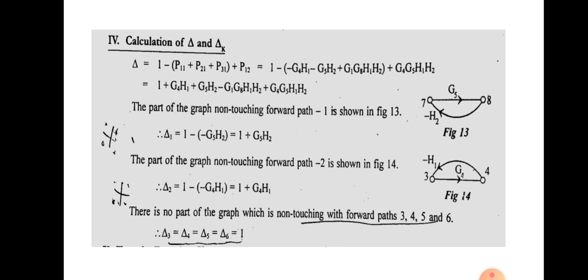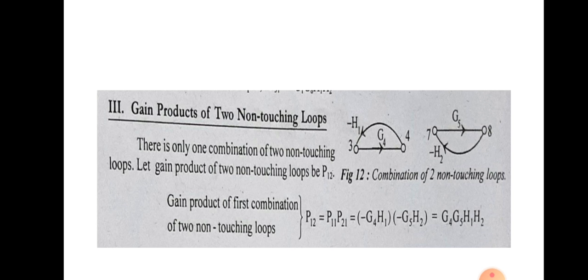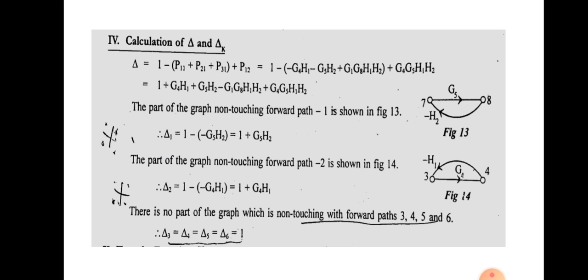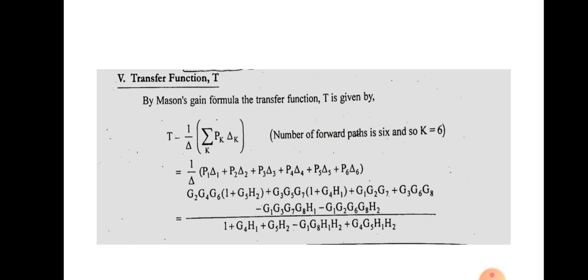Next, there are no other sets of non-touching loops. So we can go to Mason's gain formula directly. Mason's gain formula is 1 by delta into sigma pk delta k. Since there are 6 forward paths, the summation will include p1 delta 1 plus p2 delta 2 plus p3 delta 3 plus p4 delta 4 plus p5 delta 5 plus p6 delta 6.